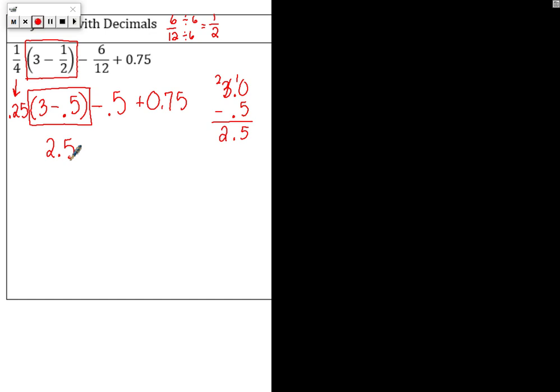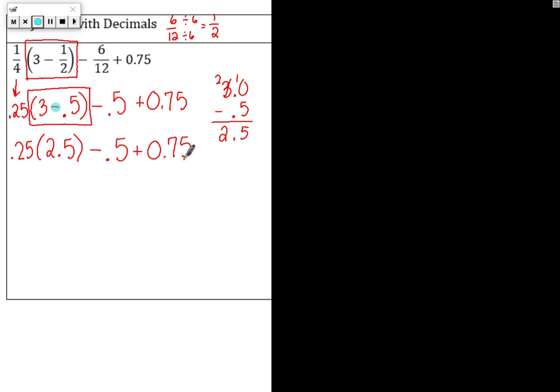positive 2.5. Notice I did not do additive inverse to the minus this time. The reason being, 3 is already a larger number than 0.5. It's not necessary. Now I'm going to bring down everything. This was in parentheses. You leave it in parentheses because it's multiplying by 0.25. Then minus 0.5 plus 0.75.